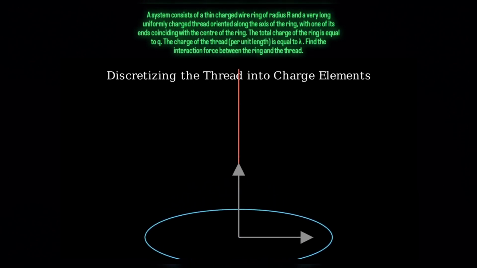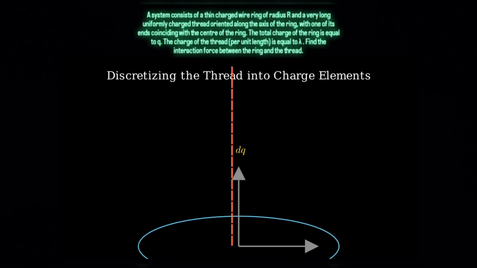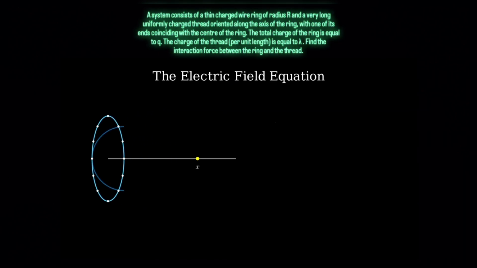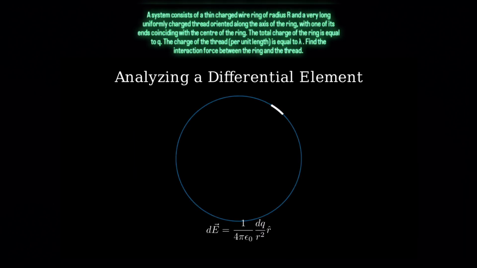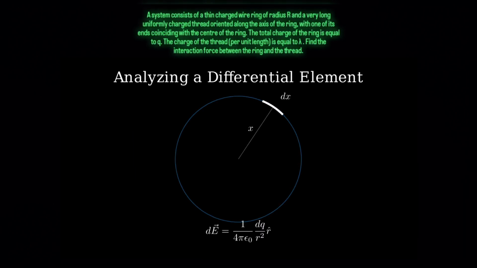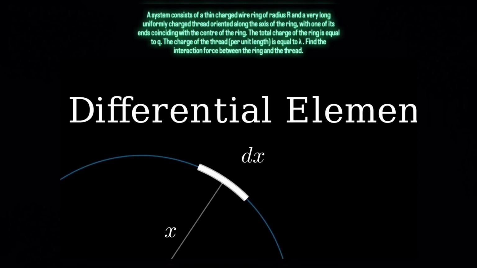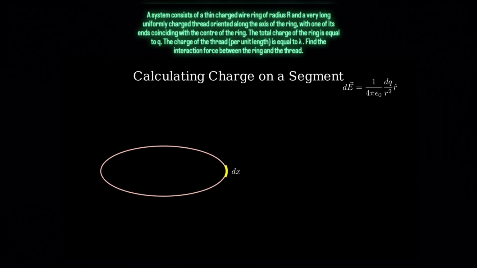Let's write down the field E of the ring at a distance x from the center. It is k times q times x, divided by (r squared plus x squared) to the 3/2 power. Now look at a tiny slice of the thread at position x with length dx. How much charge is in that tiny slice? Since the linear charge density is lambda, the charge dq is just lambda times dx. The force on this tiny bit is just charge times field. So dF equals E times dq.